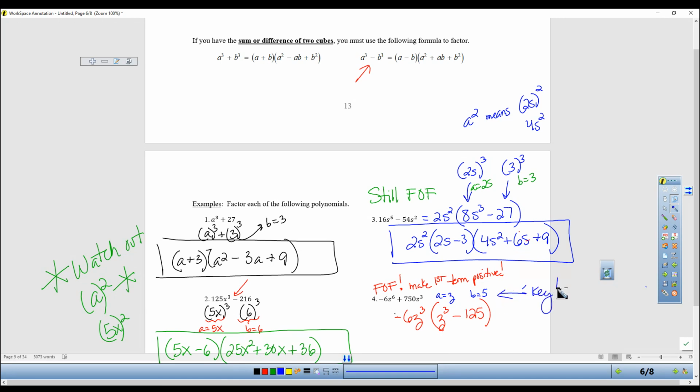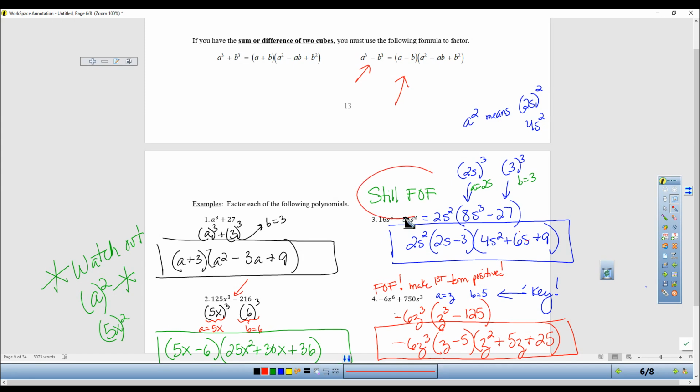This is the key. If you can get your A and B, then you just plug it into the formula. So here's the formula, way up here. A minus B. A minus B. A squared, z squared. A times B, 5 times z. B squared, 5 squared is 25. And just like that, you did it.